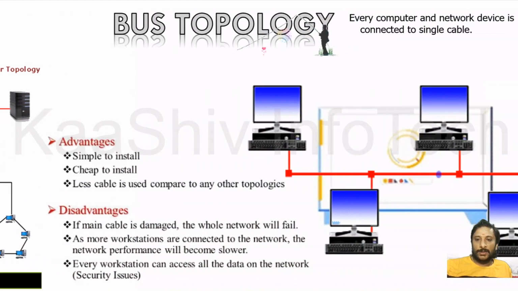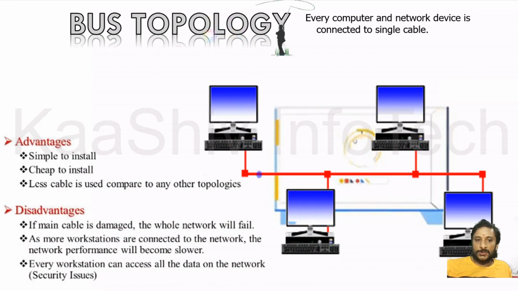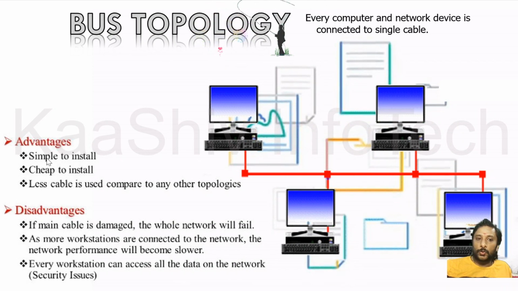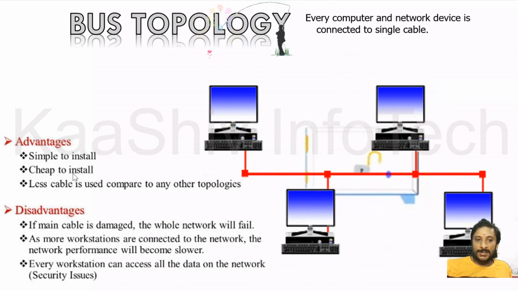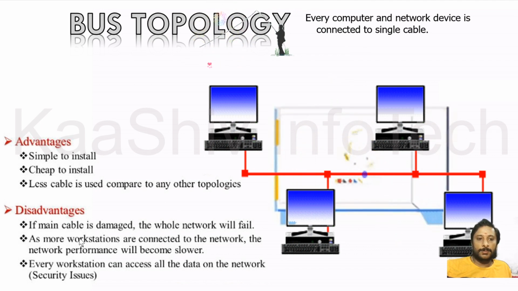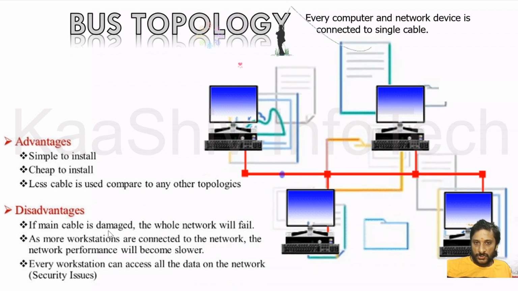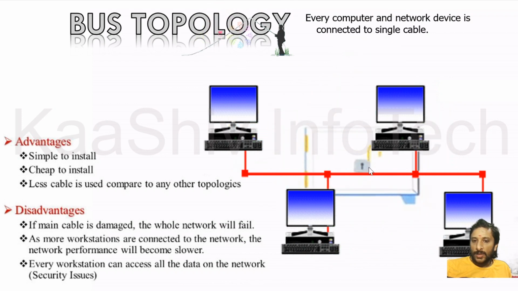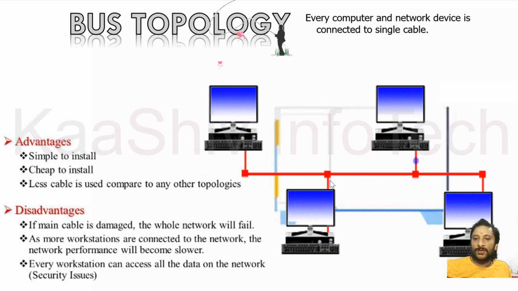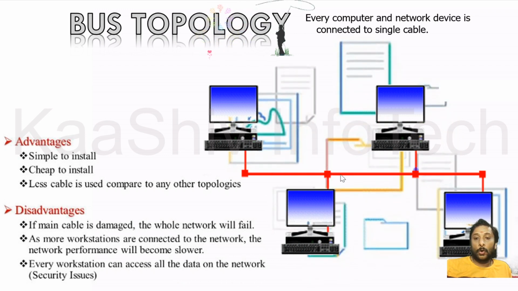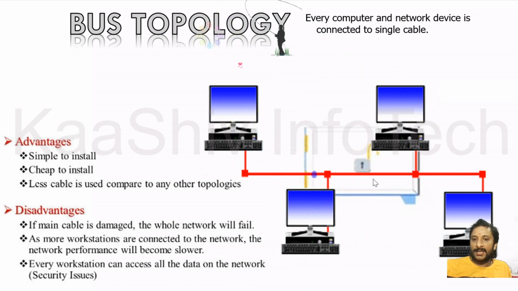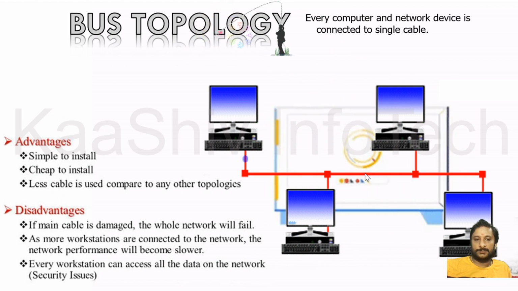Let's move on to the next one. So here is your bus topology. As I told you, it is simple to install and cheap to install. Less cable is used compared to any other topology. If the main cable is damaged, so there is a damage happened here, obviously the whole network fails. So this guy can't access this guy if the main cable is disconnected.